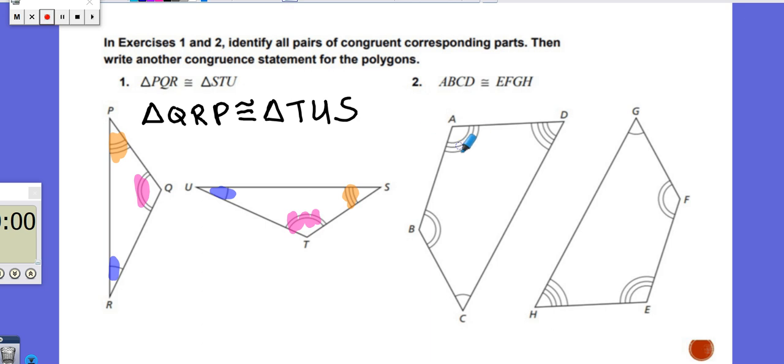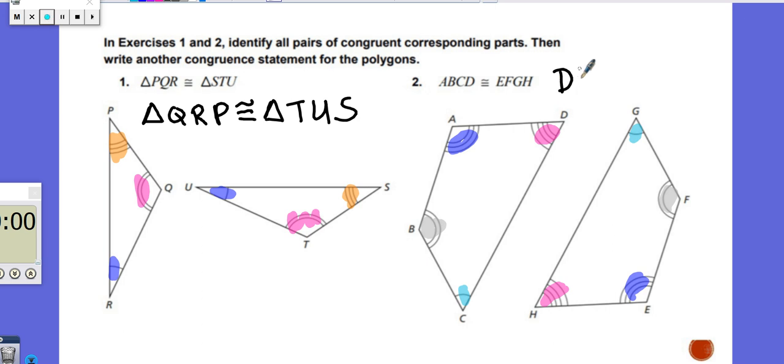So I'll go here. A matches E. D matches H. B matches F. And C matches G. So now I'm not going to rewrite their statement. I'm going to write my own.